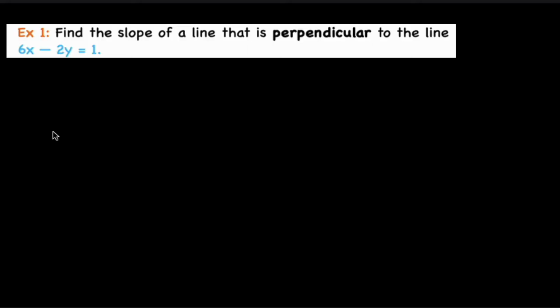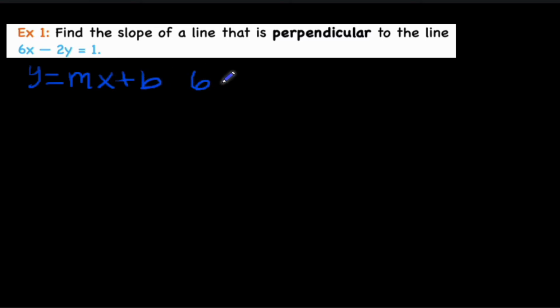So for the first example, let's start off with something a little bit easy. We're going to find the slope of a line that's perpendicular to 6x minus 2y equals 1. And so just remember that this is your standard form. And in order to determine the slope of a line that's perpendicular to this, we have to turn it into y equals mx plus b form, or slope intercept form. So let's go ahead and rewrite the line.